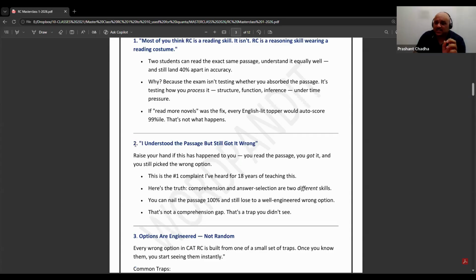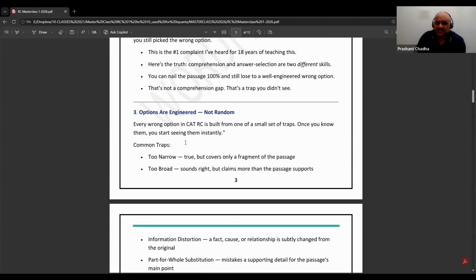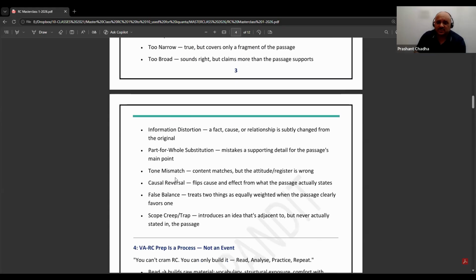Second, if you understood the passage but still got it wrong, that is something that happens with a lot of people. We accept that, but we'll try to fix it today. Third, there are traps in answer choices. These traps you should be careful of. You should try to identify them and you should try to eliminate answer choices based on that.